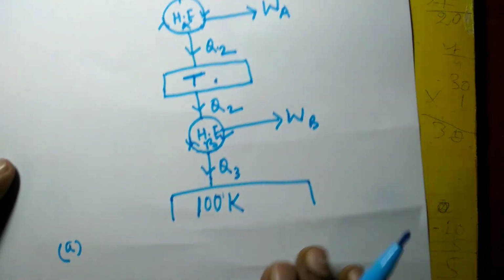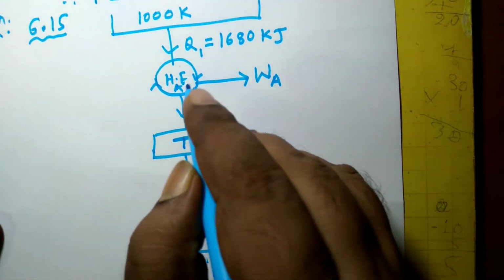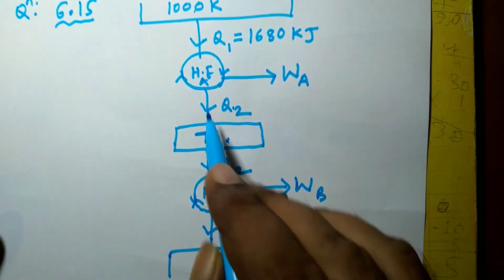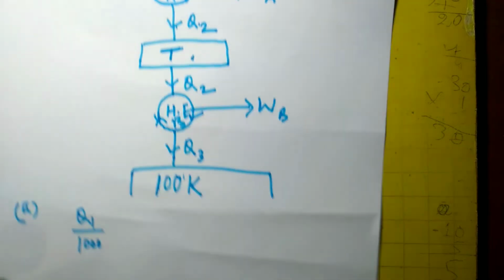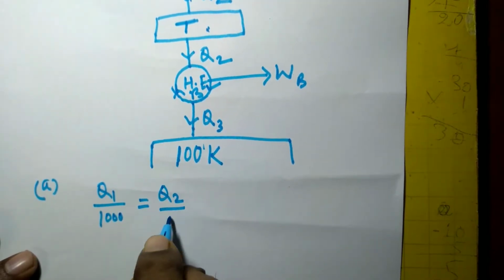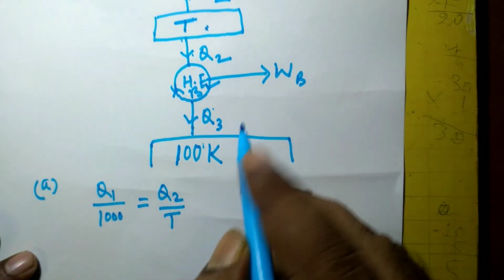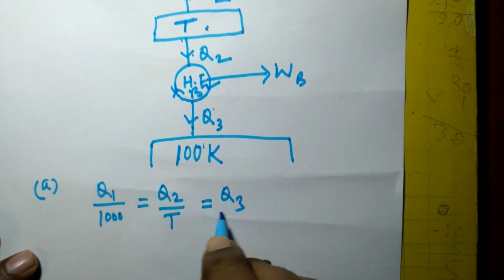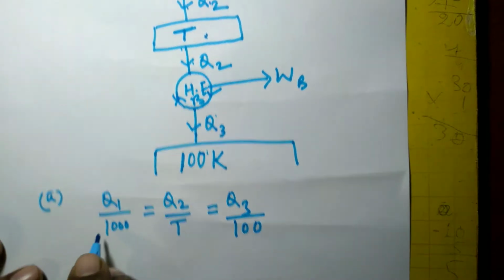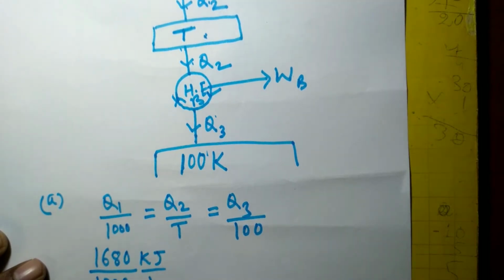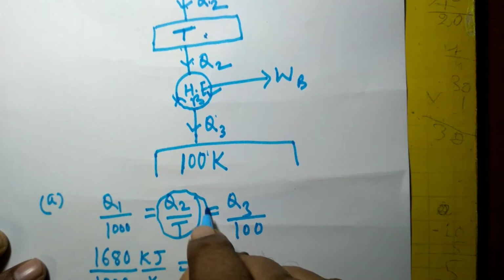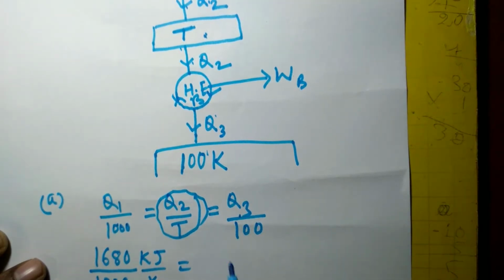That can be determined. You see, both these heat engines are reversible. So Q1 by 1000 Kelvin is equal to Q2 by T, and this is again equal to Q3 by 100. Q1 is given, that means 1680 divided by 1000, this is kilojoule and this is Kelvin. These two values are not known to us, so I can equate this and this Q3 so that I can obtain Q3.